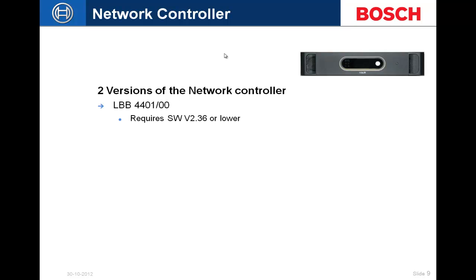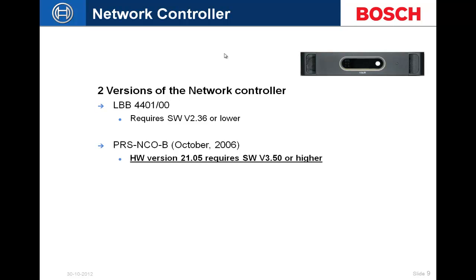There are 2 versions of the network controller, the 4401, which is an older version, which is no longer available and hasn't been available for a number of years. Probably won't see that one out unless you're on an old retrofit. The NCO-B is what's available now.